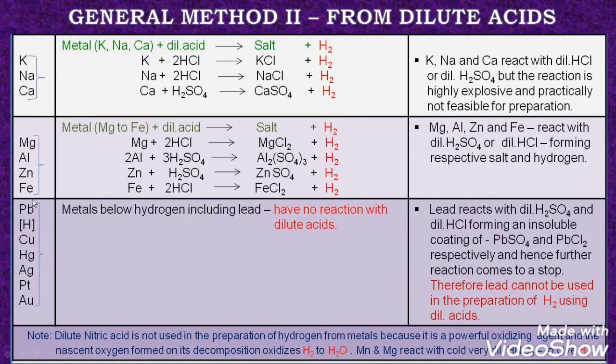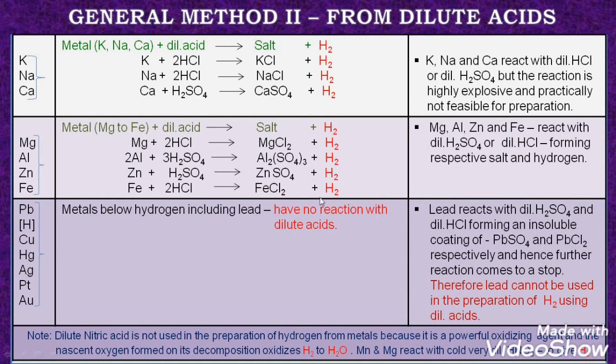Now we have metals below iron, that is from Pb to Au. They do not have any reaction with dilute acids. However, lead reacts with dilute H2SO4 and dilute HCl, forming an insoluble coating of lead sulfate and lead chloride respectively, and hence the reaction comes to a stop. That means lead, though it reacts, after some time the reaction stops because it forms an insoluble coating of lead(II) sulfate and lead(II) chloride. So this is as good as lead not reacting with dilute HCl. Therefore, lead cannot be used in the laboratory method of preparation of hydrogen with dilute acids.